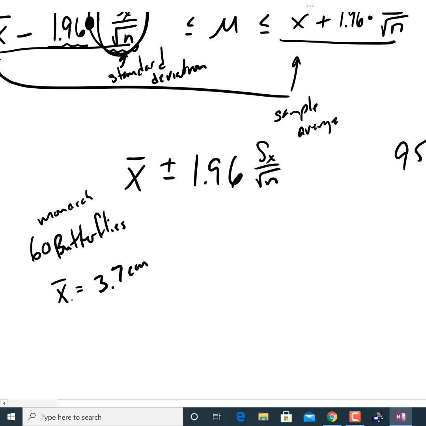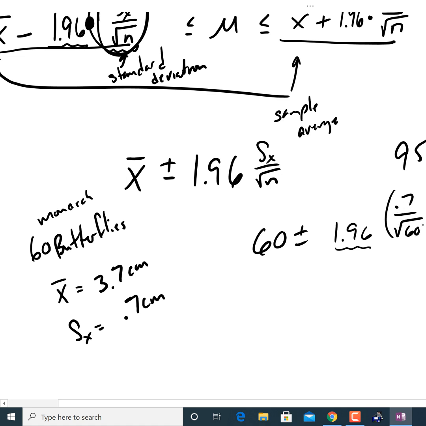Now, what was the standard deviation? Well, the standard deviation was, let's say, 0.7 centimeters. So let's do the math. It's going to be x bar, which is 3.7, plus or minus 1.96. Again, this is about 2 standard deviations. Times 0.7 over the square root of 60. This whole thing here is what is referred to as the margin of error.